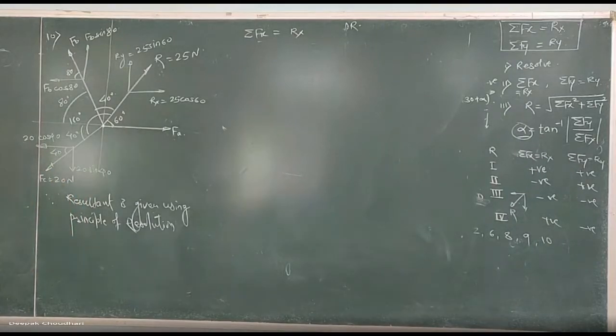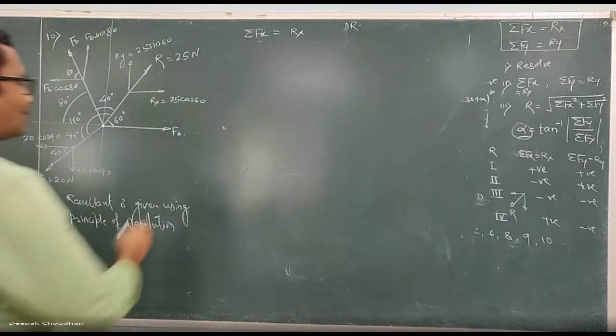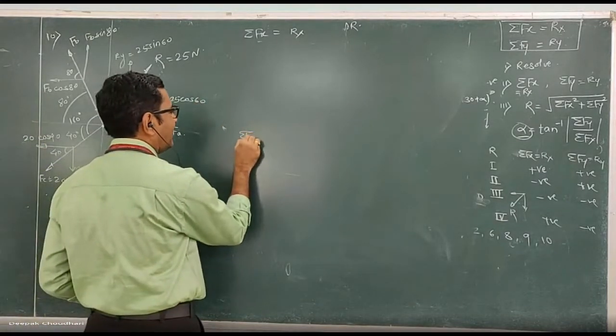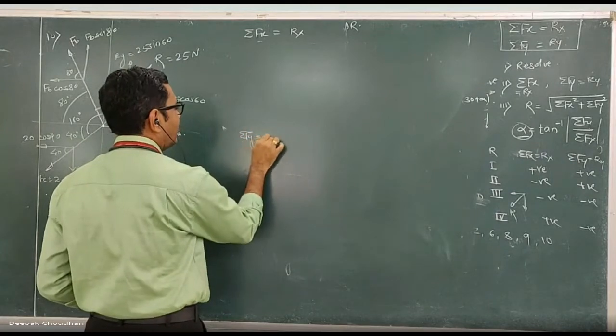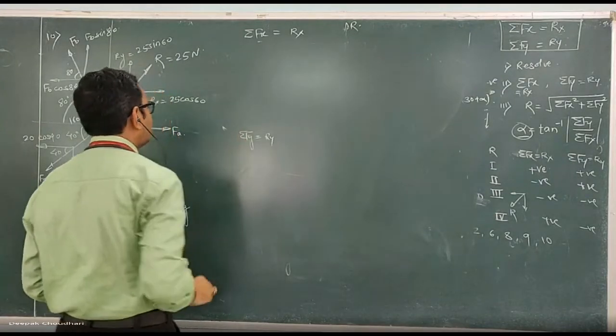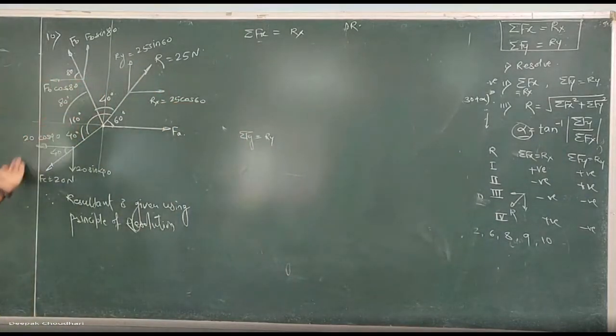Okay, now you have to write down the two equations by using the principle of resolution along x and y direction. Along x and y direction, you will get the two equations. Solve those two equations, you will get the two unknowns, FA and FB.